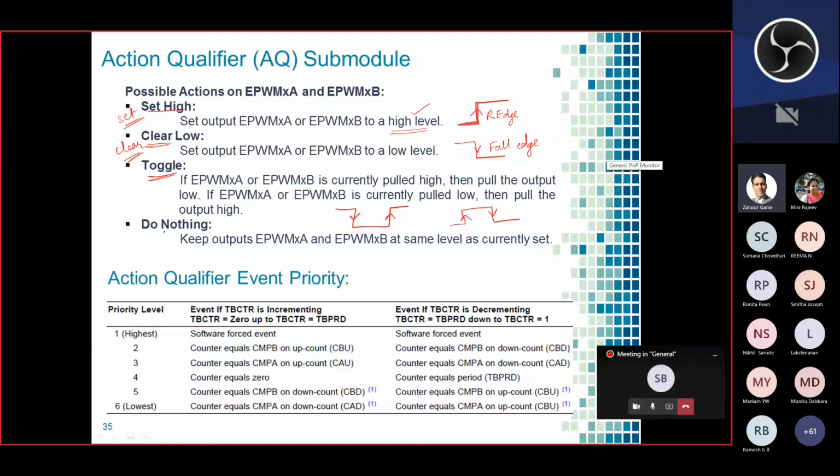And do nothing is there, but in general we don't use it. If you use do nothing, it will keep the same level. If it is continuously 1, it stays 1, or continuously 0, it will be 0 only. So it will do nothing. These are very important: set, clear, and toggle operations to attain the PWM pulses.